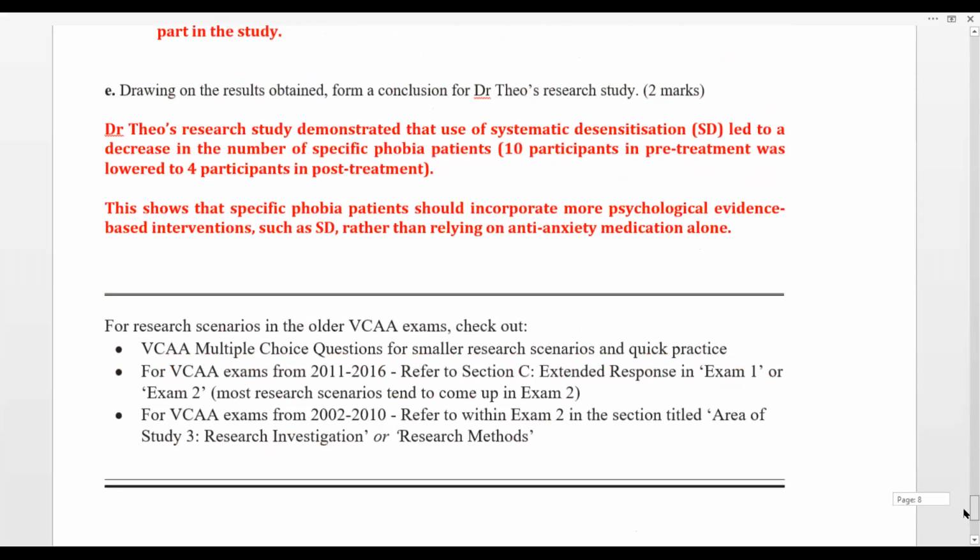All right, so there's a lot more research scenarios you can look at in the older exams. If you go to past VCAA exams, older ones pre-2017, you can find multiple choice questions. Those are really quick ways of assessing your knowledge of research methods. There was also, in exams from 2011 to 2016, a section C, and that section C was almost always research methods. So you can go through those. And if you're really going to dig back into the ancient archives of VCAA exams, you can actually look at 2002 to 2010. And within those exams, you'd have to look at exam 2, okay? Because back in those days, they had 2 exams for psychology.